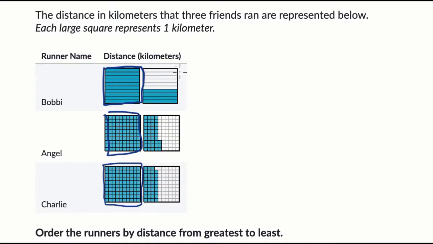So it looks like this next full kilometer box has been divided into 10 equal rectangles. And for Bobby we've colored in 4 of them. So this is 4 of the 10 equal rectangles. So this is 4/10. One way to think about it is Bobby ran 1 4/10 kilometers. Or another way of thinking about it, we have 4 in the tenths place.